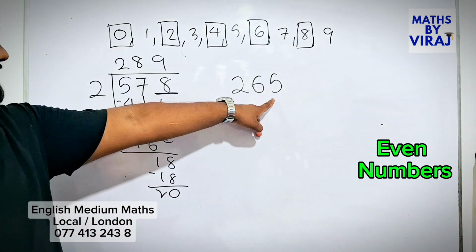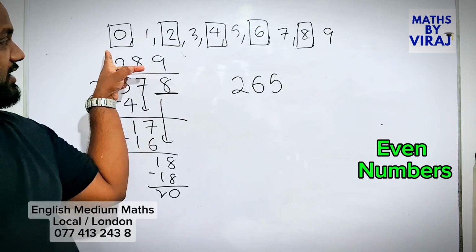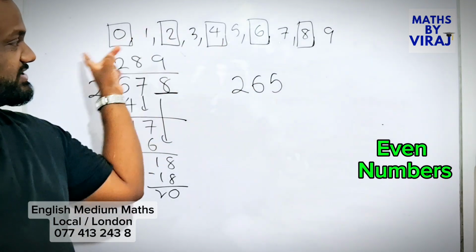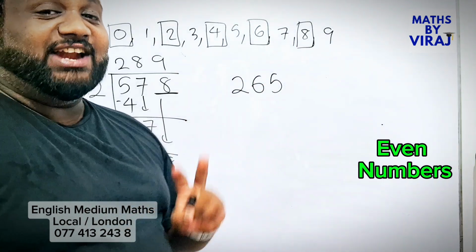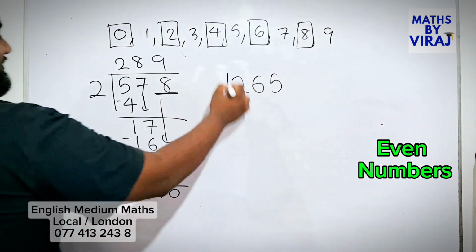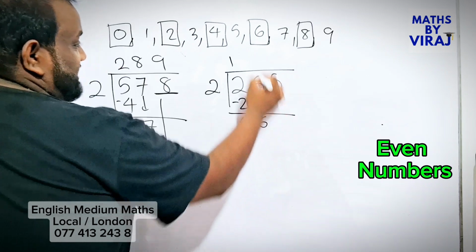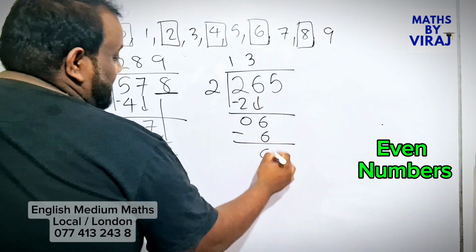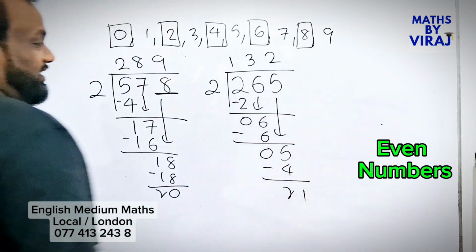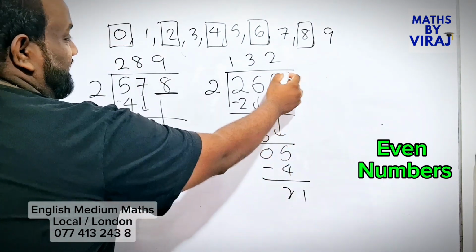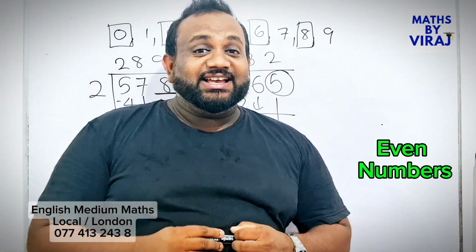Look at this. 5. Is 5 one of the numbers from 0, 2, 4, 6 and 8? No. Therefore, what is 5? It is an odd number. Let's try to divide. 265 divided by 2: 2, 6, 1, 0, bring down 6, 3, 6, 0, 5, 2, 4, remainder 1. So 265, ending with 5, is an odd number.